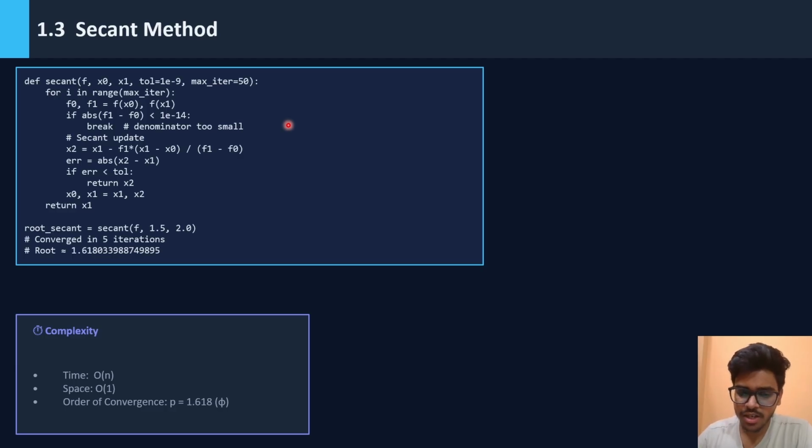In the code, after computing x2, we calculate the error using the absolute value of x2 minus x1. If the error becomes smaller than tolerance, the method stops. Then we shift: x0 becomes x1 and x1 becomes x2. The process repeats iteratively. The time complexity is O(n), space complexity is O(1), and the order of convergence is around 1.618, also called the golden ratio convergence. So it converges much faster than linear methods.